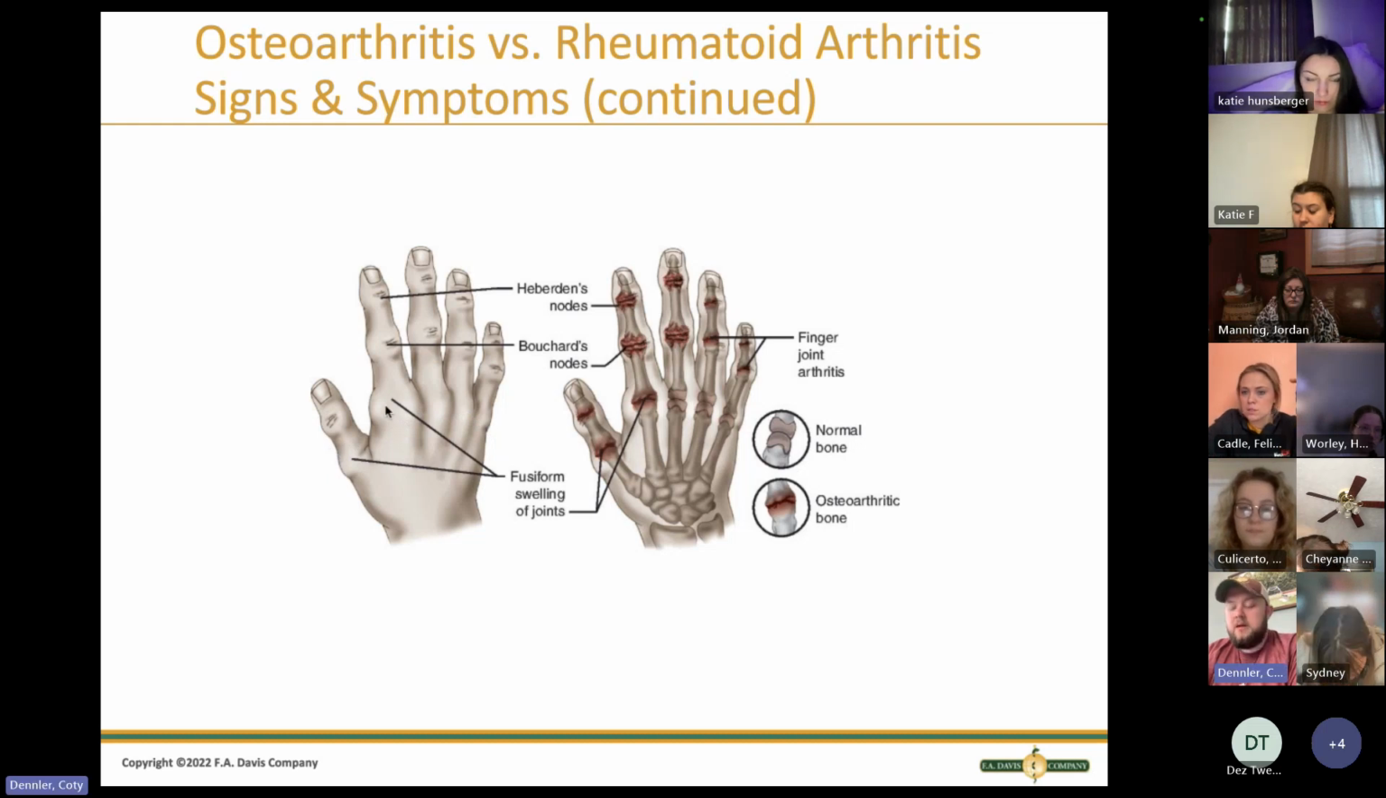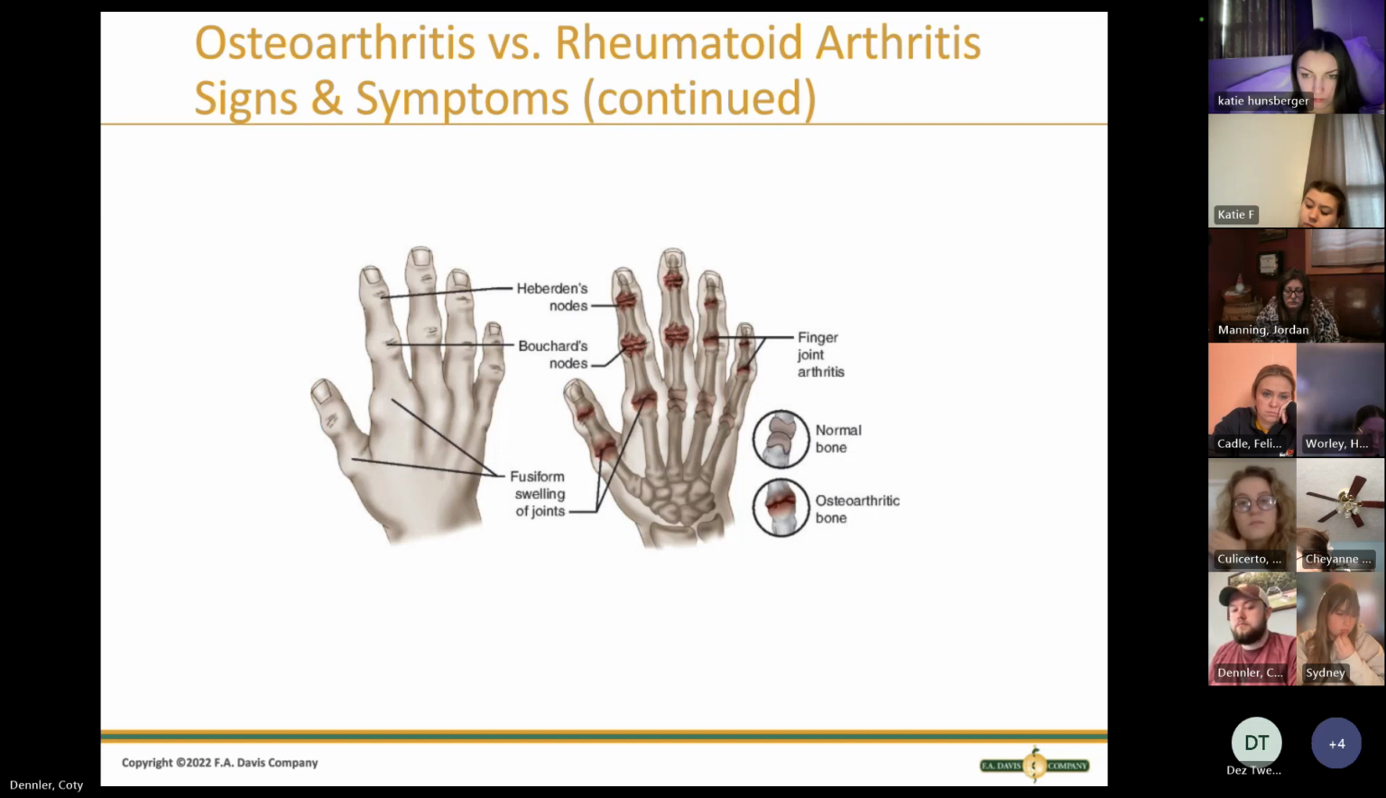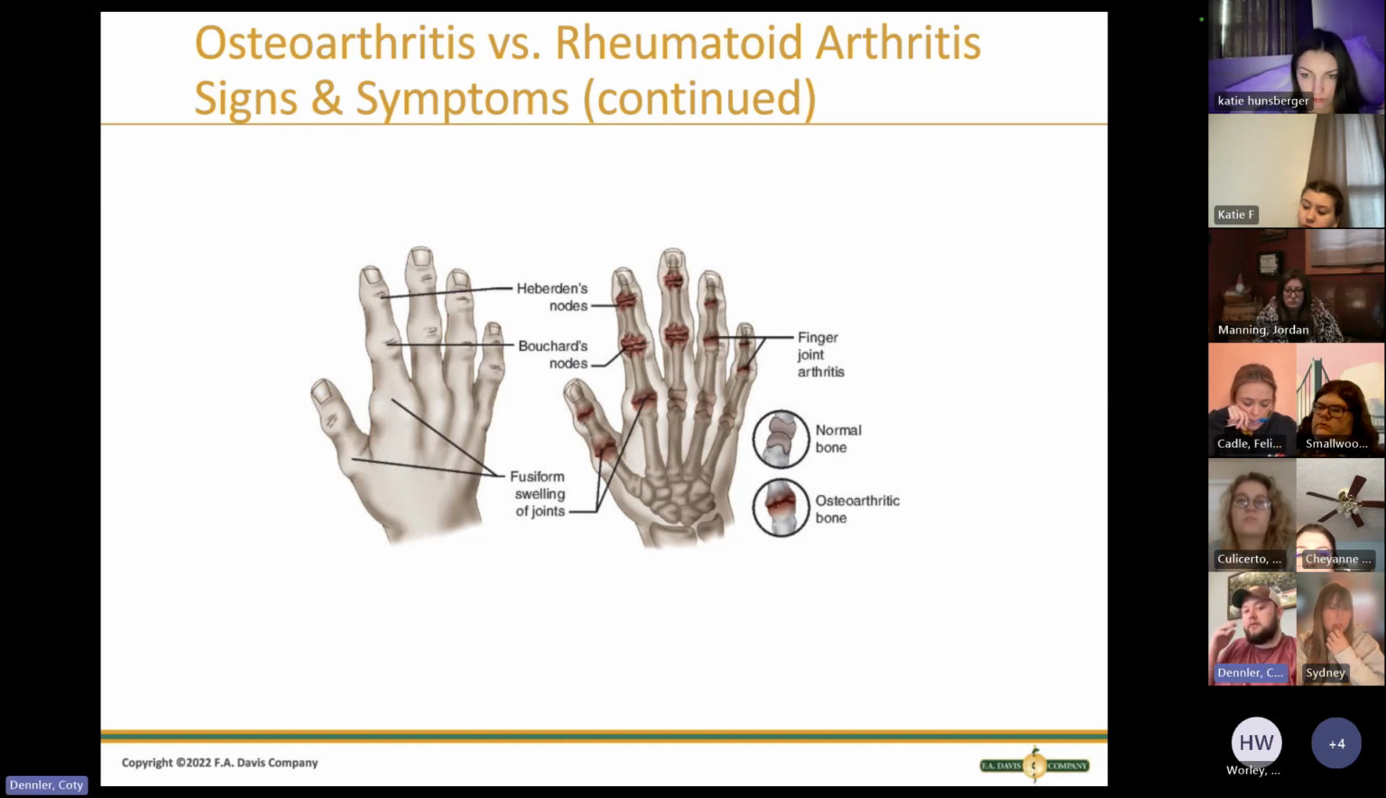Now, I told you that you generally don't see swelling that much in OA. So in what type of arthritis do you think you see this fusiform swelling? In rheumatoid arthritis? Yep, rheumatoid arthritis. All right, guys. Good job. Any questions so far?